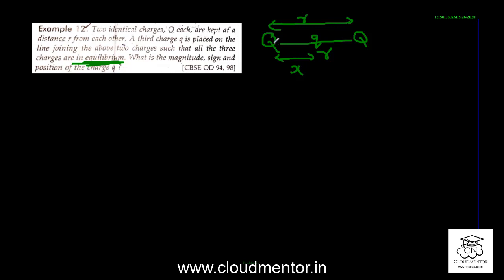The force between the left one and the right one, by equating, we will get k Q q divided by x square, which is the force between the capital Q and small q, distance x, must be equal to k Q q divided by r minus x the whole square, the force between the right one and the middle one.